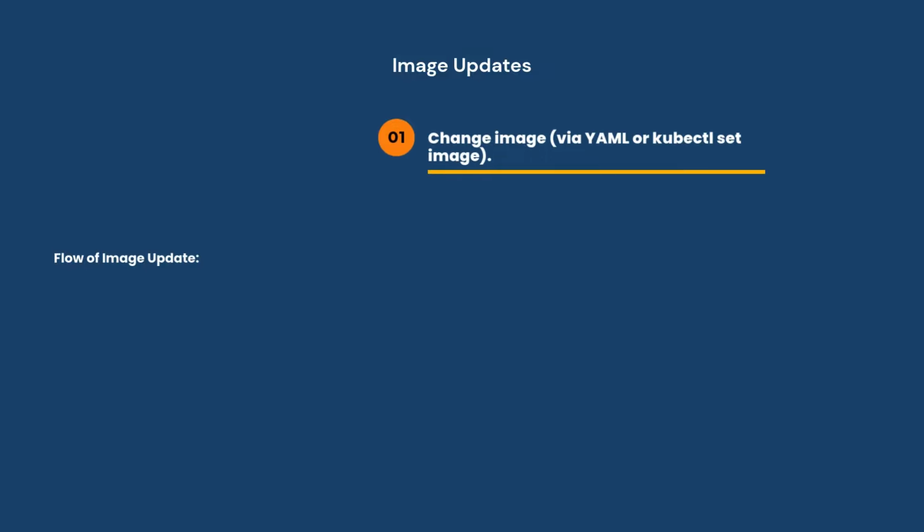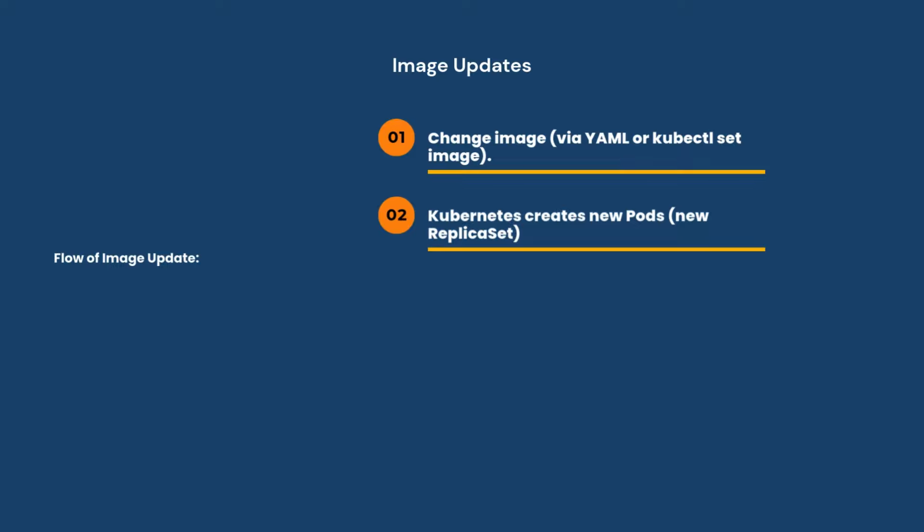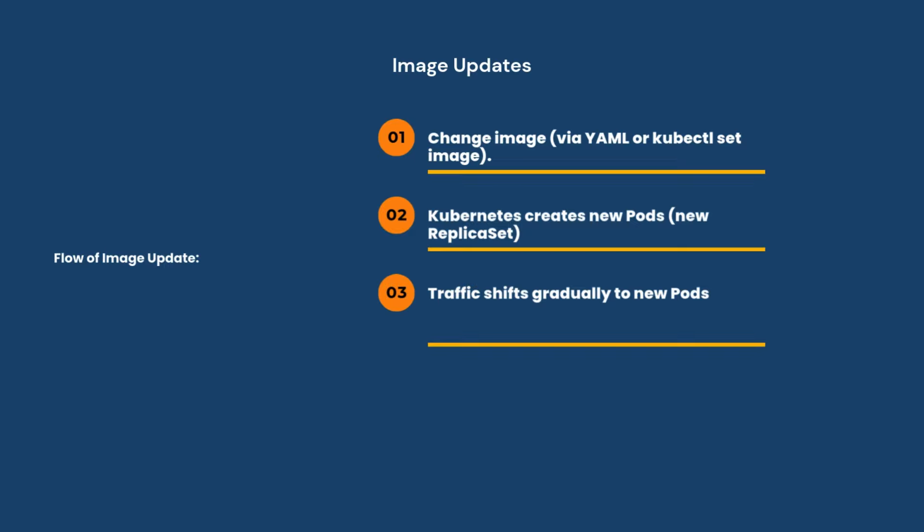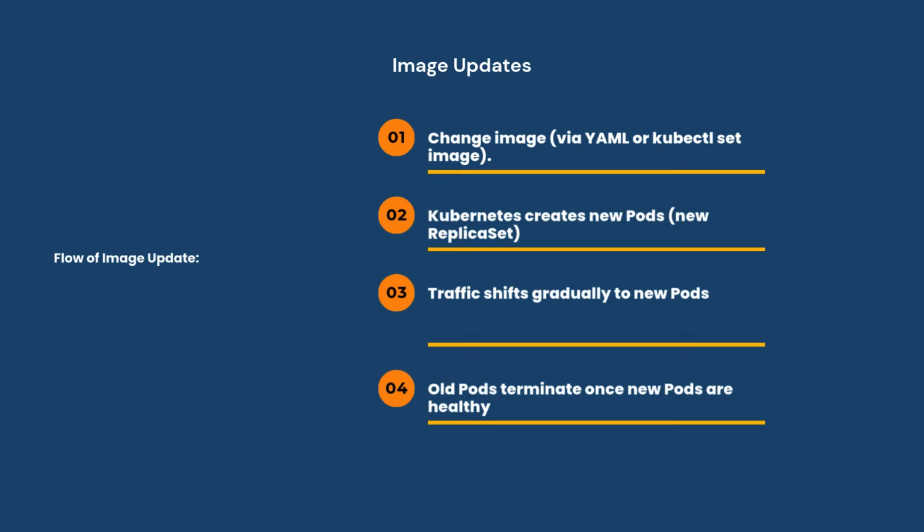Number 1, change the image via YAML or kubectl set image. Number 2, kubectl creates new pods, that is, new replica sets. Number 3, traffic shifts gradually to new pods. Number 4, old pods terminate once new pods are healthy. So image updates are essentially the trigger for most rollouts.